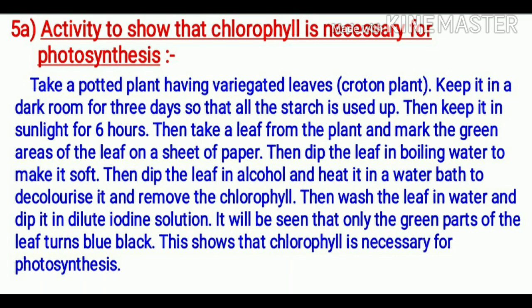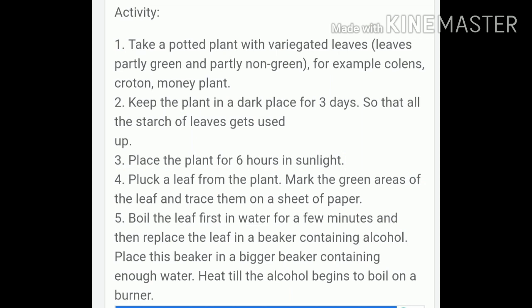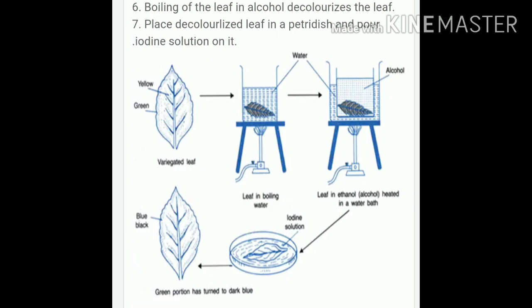Now let us discuss an activity which helps us to understand that chlorophyll is necessary for photosynthesis. Procedure: take a potted plant with variegated leaves, say crotons, money plant, etc. Keep the plant in a dark room for about 3 days so that it gets destarched. Now keep the plant in sunlight for about 6 hours and pluck a leaf from the plant. Mark the green areas in it and trace them on a sheet of paper. Now dip the leaf in boiling water for a few minutes, and after this immerse it in a beaker containing alcohol. Now we can carefully place this beaker in a water bath and heat it until alcohol starts boiling.